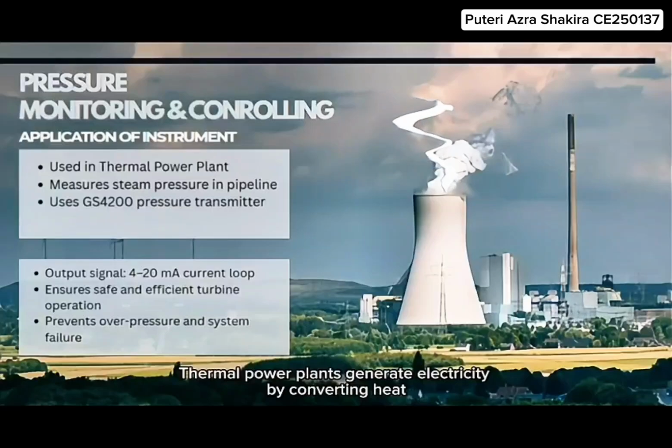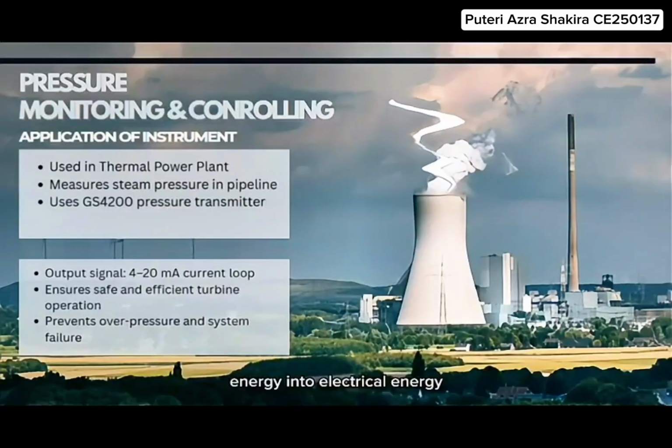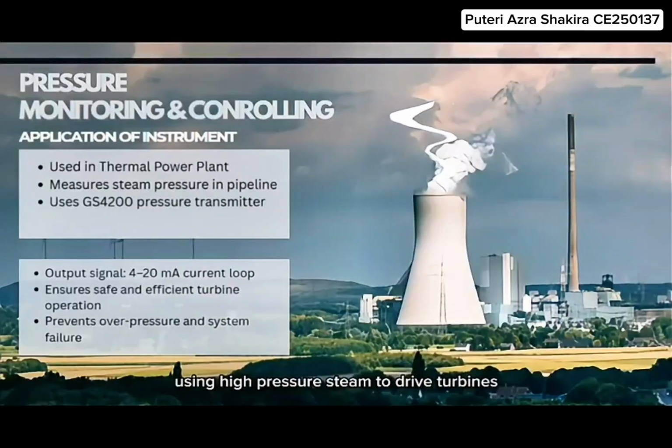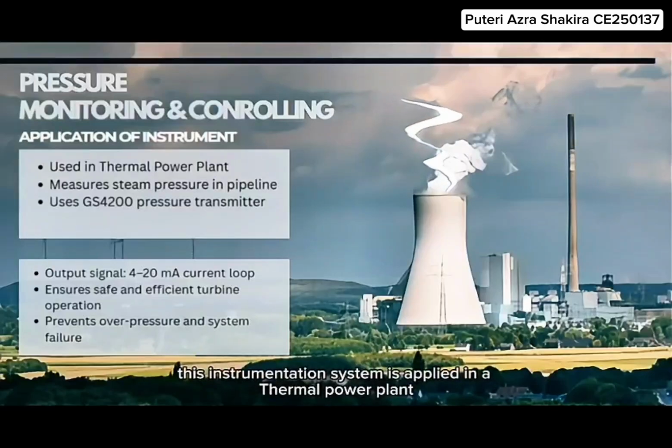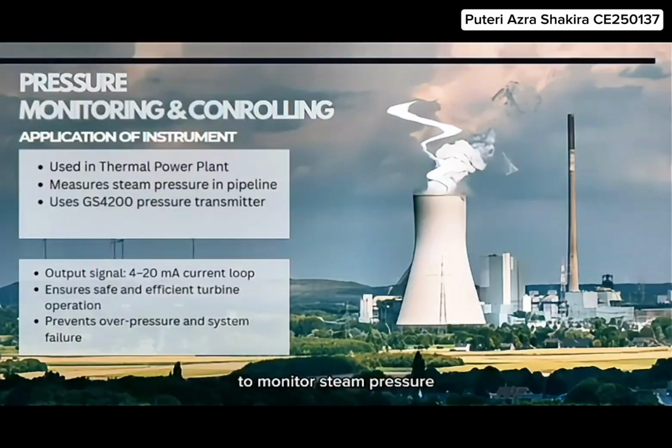In this video, I will explain the application of instrumentation in a thermal power plant focusing on a pressure monitoring system using a GS4200 pressure transmitter. In application, thermal power plants generate electricity by converting heat energy into electrical energy using high pressure steam to drive turbines. This instrumentation system is applied in a thermal power plant to monitor steam pressure.